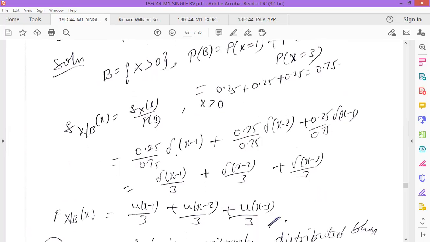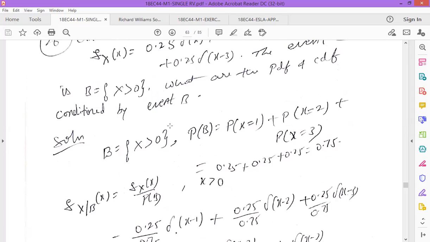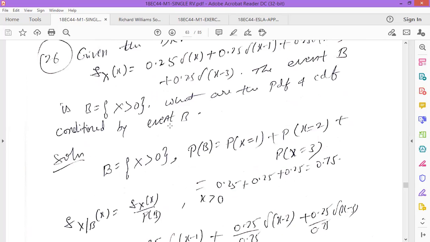Next, for the conditioned PDF equation, you can see fx by b of x is defined as fx of x by P of B. Here P of B you have calculated. P of B is 0.75. From x is equal to 1 to 3, if you add the probability values, it will be equal to 0.75. So fx of x equation has been given. fx of x is given as 0.25 delta of x and so on, right?